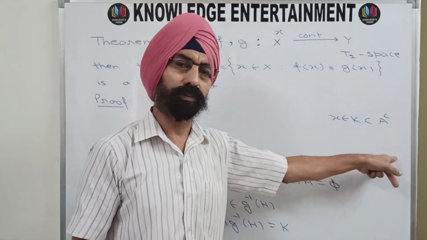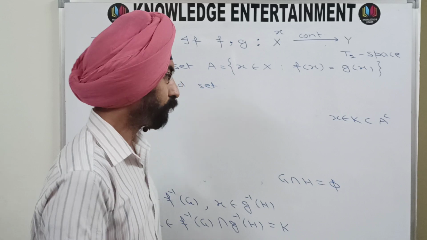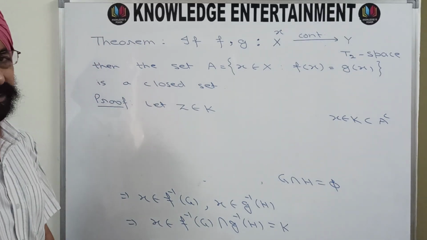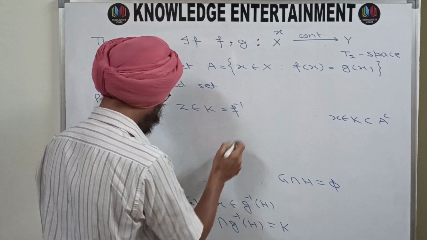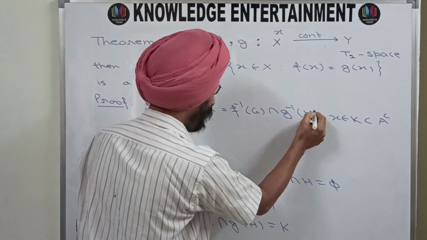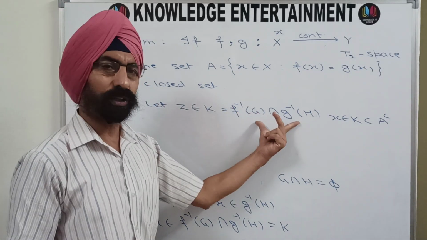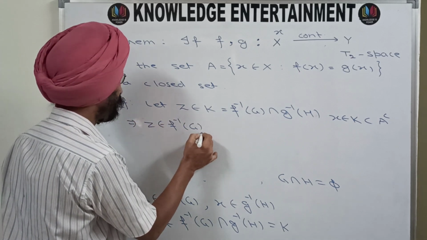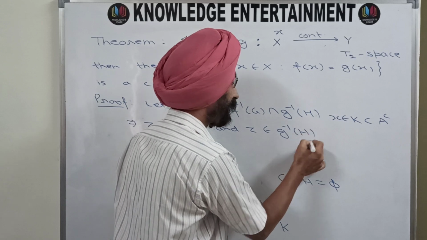To prove this, I will take one element Z from K and I will show that Z belongs to A complement. So let Z belong to K. What was K? Your K was F inverse G intersection G inverse H. This was your K. So Z belongs to this set. If Z belongs to the intersection of two sets, this means your Z belongs to F inverse G and your Z also belongs to G inverse H.